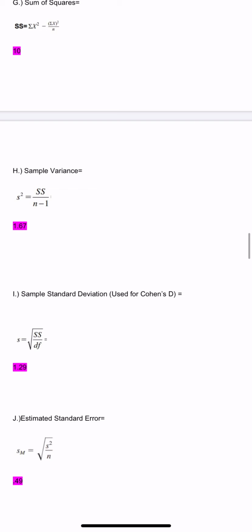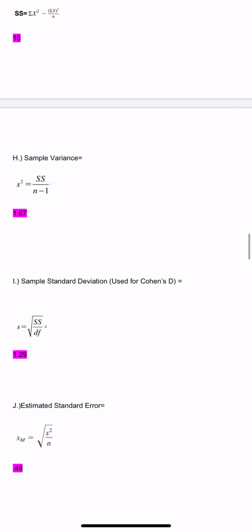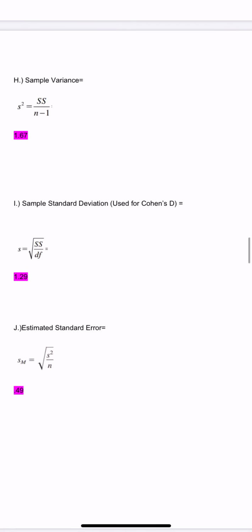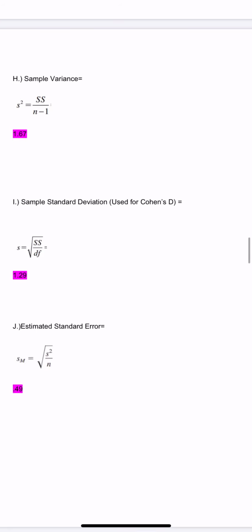All right, sample variance is SS over DF, or SS over n minus 1. They mean the same thing. So you just plug in the SS value over n minus 1, and you'll get 1.67. Sample standard deviation, which we're using for Cohen's d, is the square root of s squared, right? So SS over DF equals s squared, which is also the sample variance. So the square root of that is 1.29. Remember, variance and standard deviation go hand in hand, right? Standard deviation squared is the variance. The square root of the variance is the standard deviation.